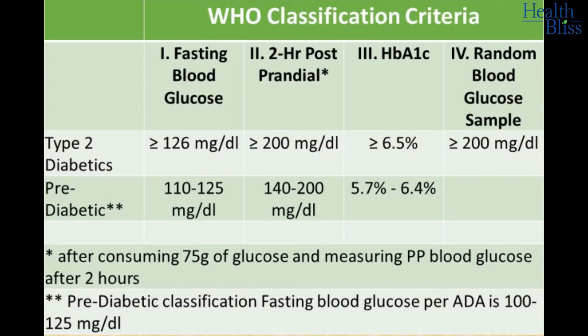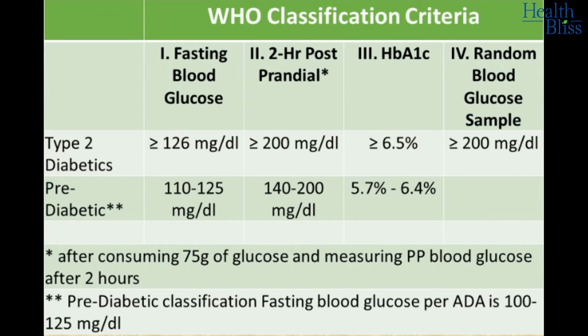The classification of diabetes by WHO and the American Diabetes Association are shown in this slide. There are 4 criteria for classifying someone as a type 2 diabetic by WHO and ADA. These are as follows. Number 1, the fasting blood glucose level is greater than 125 milligrams per deciliter. Number 2, the postprandial blood glucose, that is 2 hours after consuming 75 grams of glucose, is more than 200 mg per deciliter. Number 3, the glycated hemoglobin or HbA1c is greater than 6.5%. And number 4, random blood glucose is greater than 200 mg per deciliter.